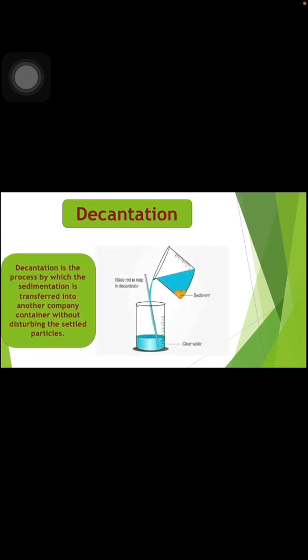The next one is decantation. Jack separated the upper layer of the water from the mixture by gently pouring the clear water into another beaker without disturbing the sediment. This process, by which the clear liquid obtained after sedimentation is transferred into another container without disturbing the settled particles, is known as decantation.